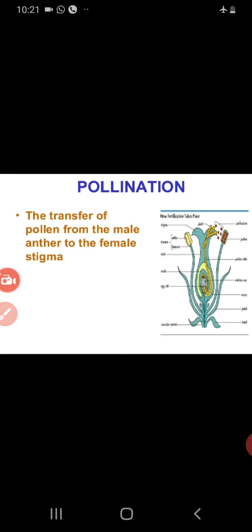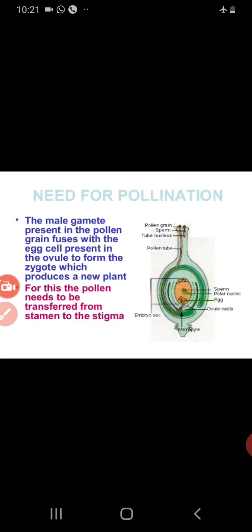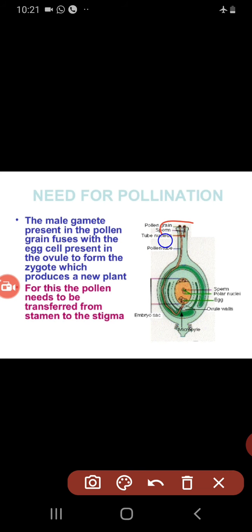First is pollination. Pollination is the transfer of pollen grains from the male anther to the female stigma. What is the need of pollination? The male gamete, which is present in the pollen grain, needs to fuse with the female gamete, which is present here, to form the zygote. For this process, the pollen needs to transfer from the stamen to the stigma. That is why pollination is required.